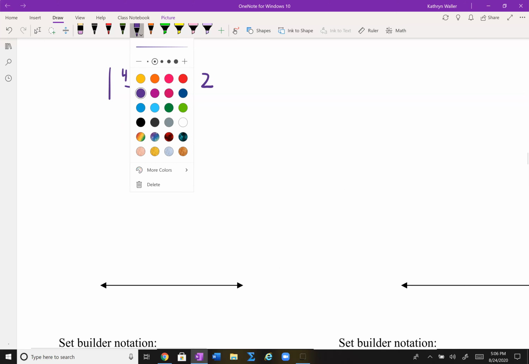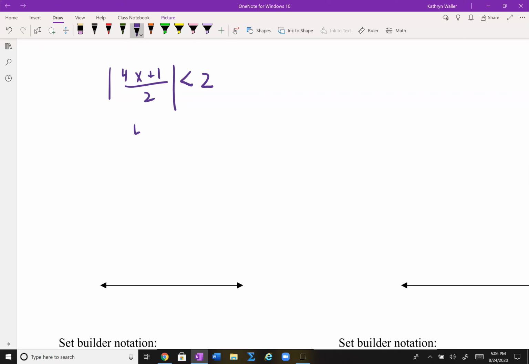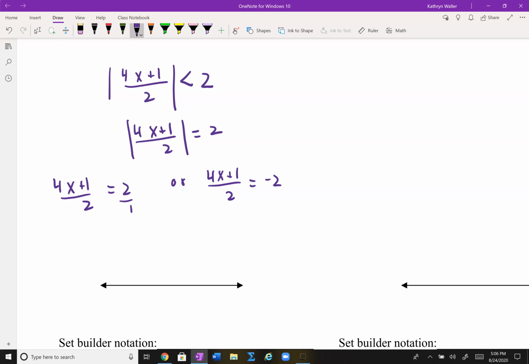So you got it alone. Now let's make it an equal sign. And like I said, don't skip that step because a lot of people do and they get confused. Now I'm going to split it into two. So it's 4x plus 1 over 2 equals 2, or 4x plus 1 over 2 equals -2. Then cross multiply, and I get 4x plus 1 times 1 is 4x plus 1. 2 times 2 is 4. Move my 1 over. 4x equals 3. Divide by 4, and I get x equals 3/4.